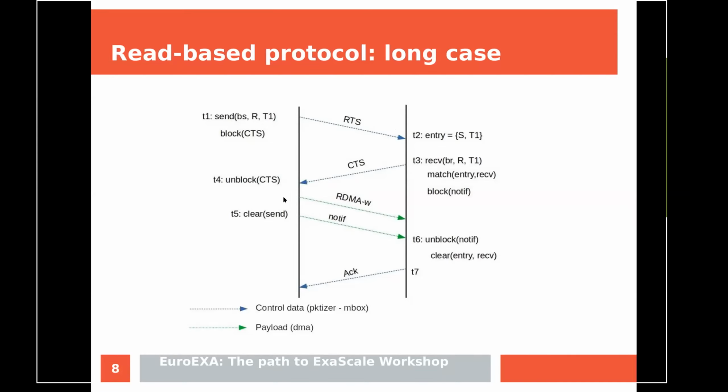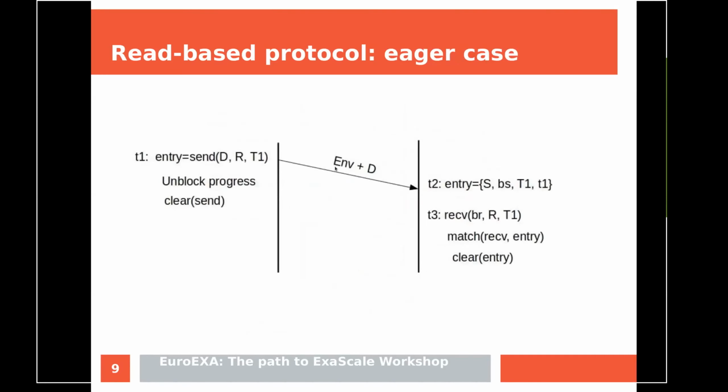Now, since this is the case of the long protocol, this RDMA read is initiated from the side of the receiver, so the receiver sends a message to start the DMA engine at the sender. So then the sender needs a way to know that this transfer is complete, that the receiver has received the notification. So at T7, the exchange is finalized with the acknowledgement from the side of the receiver. And this is the case of the long protocol.